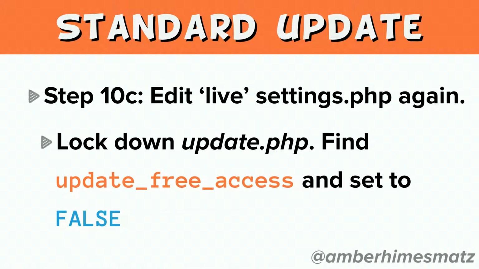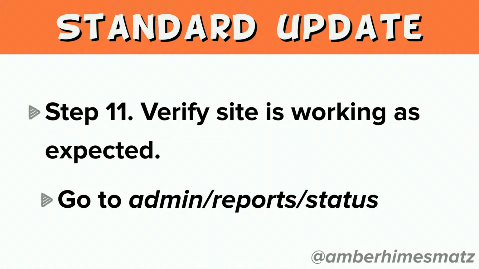But first, as soon as you're done with your updates, go back into your settings file on your live site and change that back to false, this update free access. So you want to lock that down. You don't want just anyone to be able to access update.php on your site. Go to admin/reports/status. It'll show you the latest version of Drupal, hopefully, and it'll show you any other errors. It'll flag an error if you forgot to lock down your update free access. It'll display that error if you didn't do that.